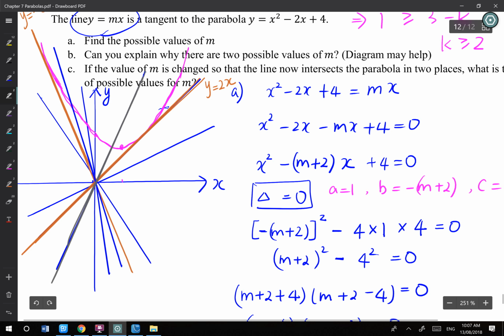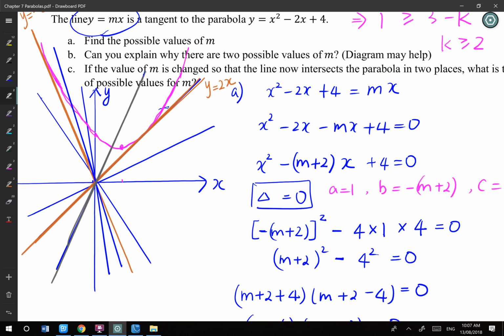This green line here. If this yellow one is 2x, can you give me any possible value, any possible equation for the green one? Like any value. Is it going this way? Does the gradient become larger or smaller compared to the 2? The gradient is 2 here.